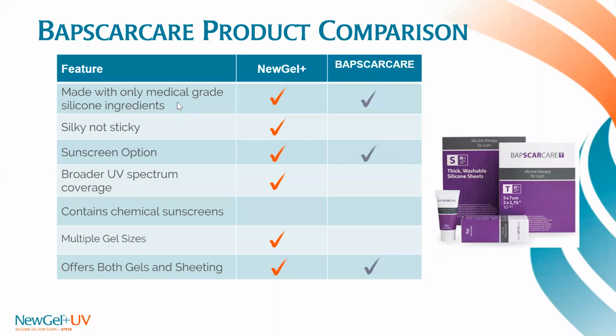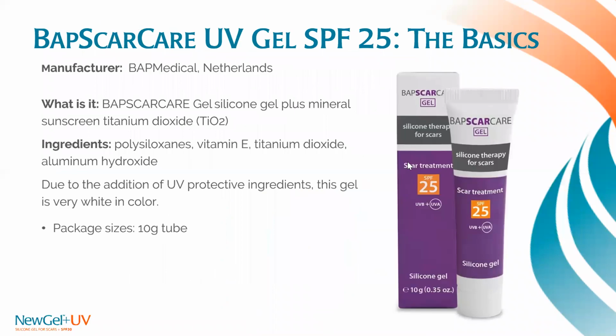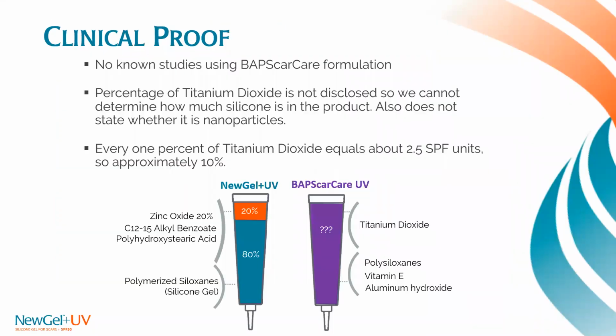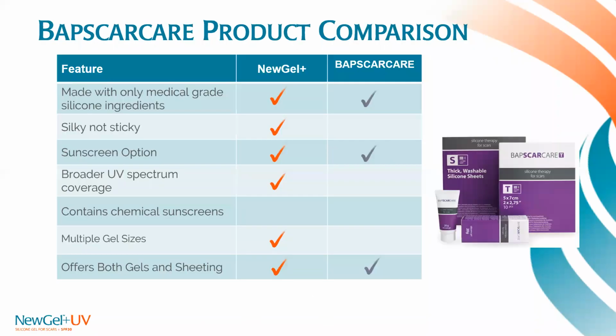So when you look at the product comparison, BAP Scar Care does say that it is medical grade. Obviously, NewGel Plus is as well. NewGel Plus is silky and not sticky. BAP Scar Care claims they are, but what Mike has said is that it's not. You know what, I thought I had an image in here of Mike's hand, I'm not sure what happened to it. I had an image of Mike with their UV product on his hand, and you can see how thick and white it is. I'll send that out.